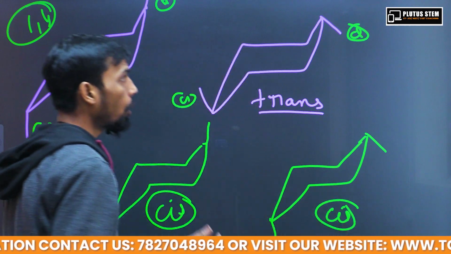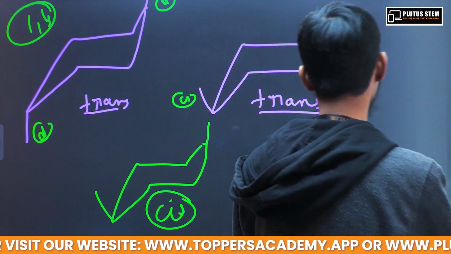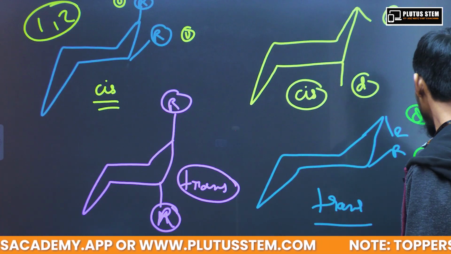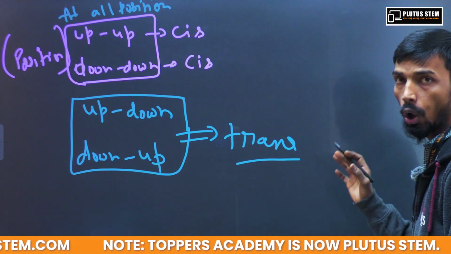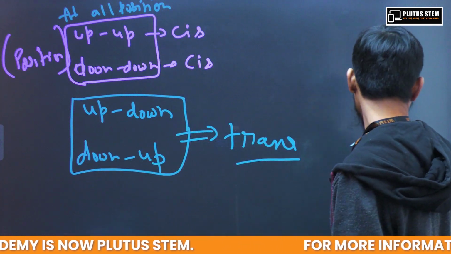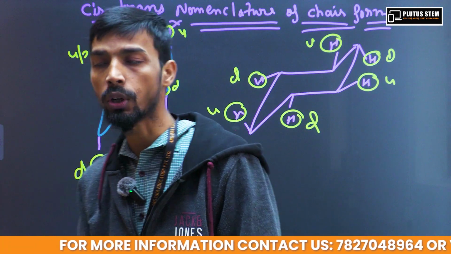So these are all four possibilities, which means we have seen the 12 possibilities over here, 4 plus 4 plus 4. So 12 possibilities I have drawn for the cis-trans position at all the positions. We have discussed the cis-trans isomerization at all the positions. So just a quick recap we will be doing over here.